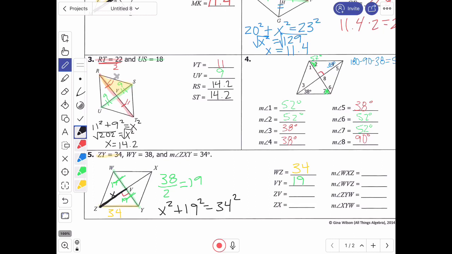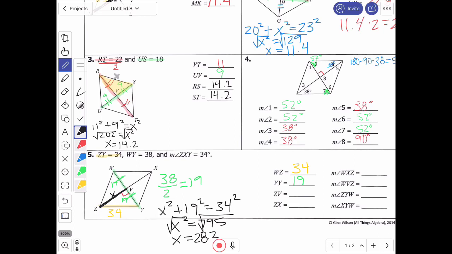Okay, so when you take the square of 19, subtract it from the square of 34, you get x squared equals 795. Take the square root of both sides, and x equals 28.2. Okay, if you did not get x equals 28.2, stop. Make sure you're setting up your Pythagorean theorem correctly and putting everything correctly in your calculator.